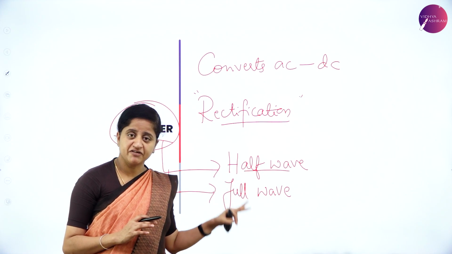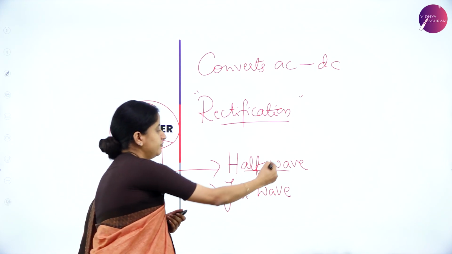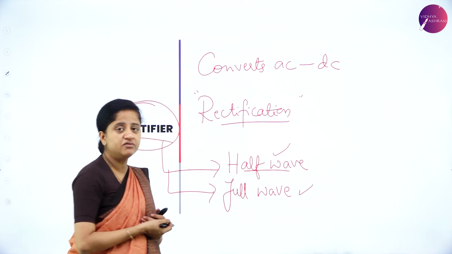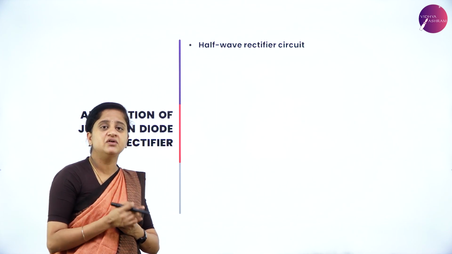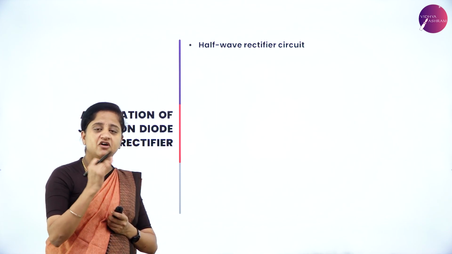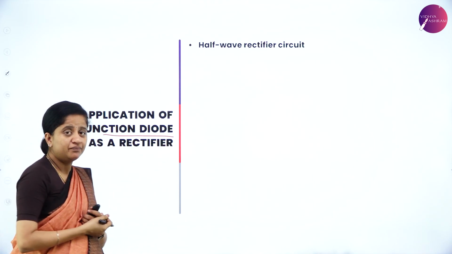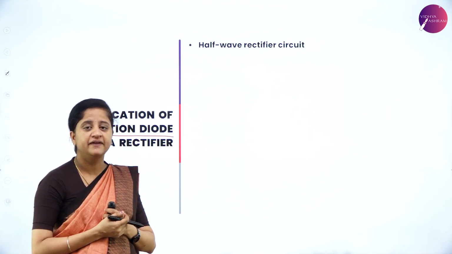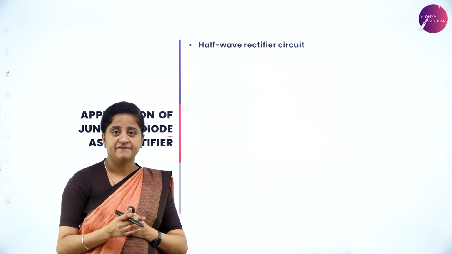So we use different circuit diagrams for rectification in case of half wave rectifier and also in case of full wave rectifier. To rectify this AC into DC, the circuit consists of, as the most common and important component, a PN junction diode. How the action of the PN junction diode helps in the rectification process, we shall learn.